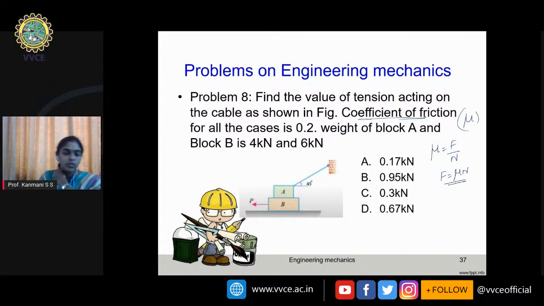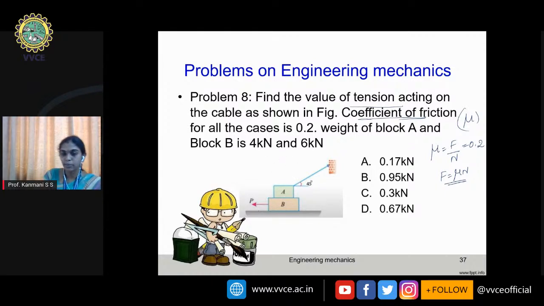All other things are already spoken, and be sure that when you're attempting a friction problem, make sure of the direction of the friction force. So here they said find the value of tension acting in the cable. This is the cable as shown in the figure. Coefficient of friction for all surfaces is equal to 0.2. Weight of block A and block B is 4 kilonewton and 6 kilonewton. So the weights of block A and block B are given.